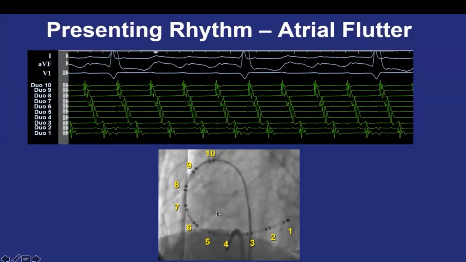So this is the electrogram that you are going to see if they give you the atrial flutter. It's as easy as this.